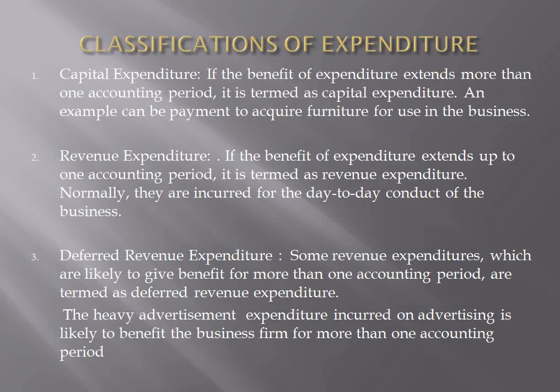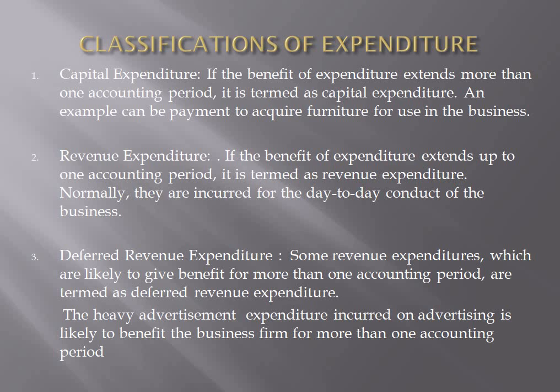Now we have the classification of expenditure. So there are three types of expenditure. The first one is capital expenditure, where the benefit out of this expenditure is more than one accounting period. So the best example of this type of expenditure is the procurement of fixed assets. Then we have the revenue expenditure, where the benefit does not extend more than 12 months, that is for one accounting period. And these types of expenses are mainly for the day-to-day functioning of the business.